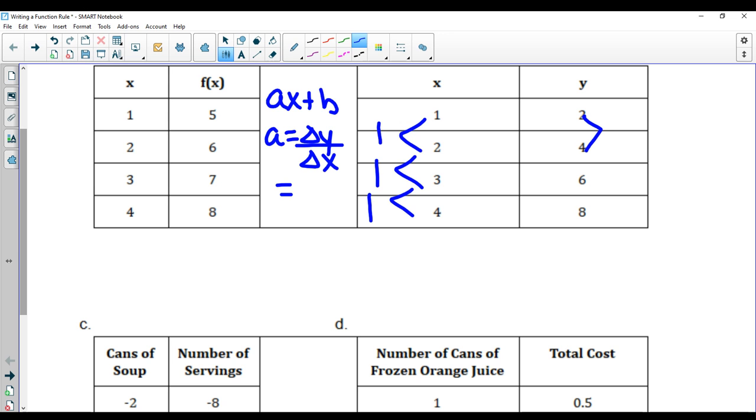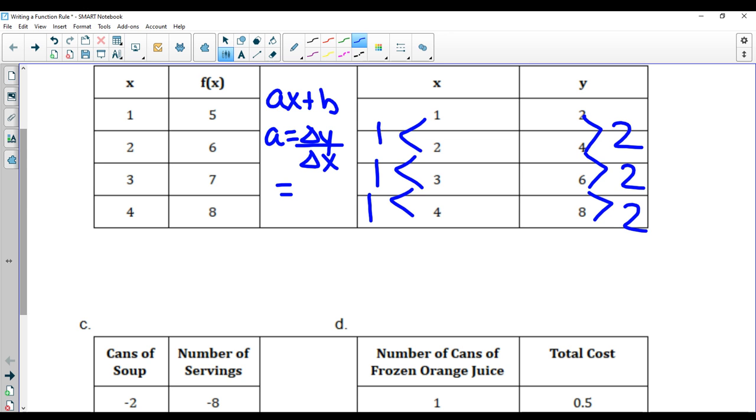All right, let's check our y's. 2 to 4, well, you add 2 each time. 4 to 6, we're going to add 2. 6 to 8, we're going to add 2. So this time, excuse me, it's not 1, it's 2, but it's okay as long as it's the same number each time. All right.